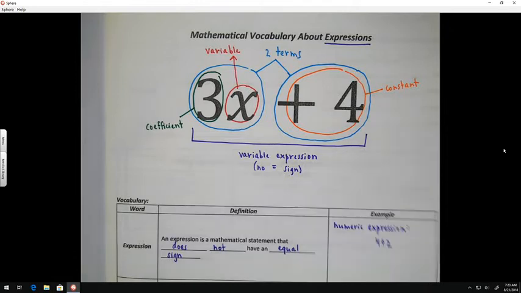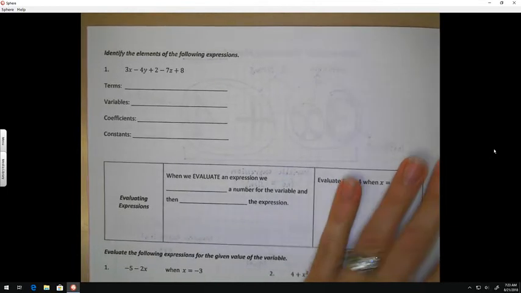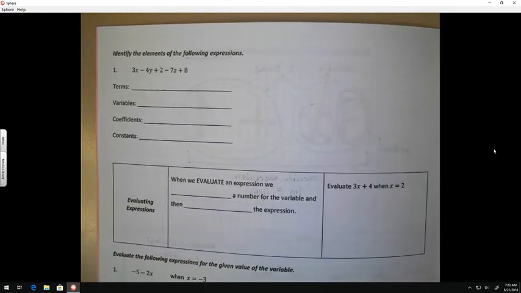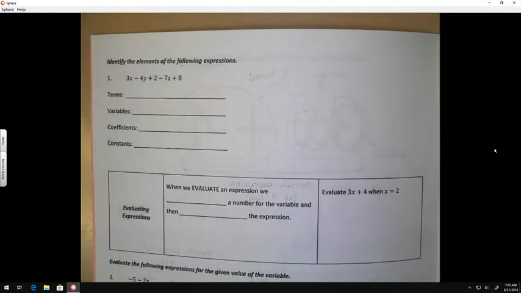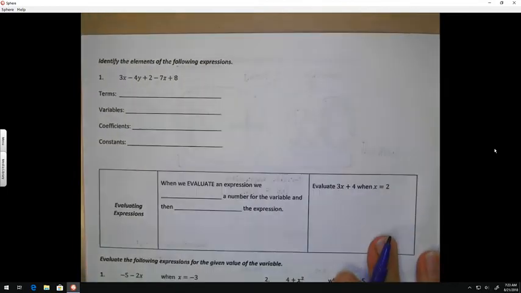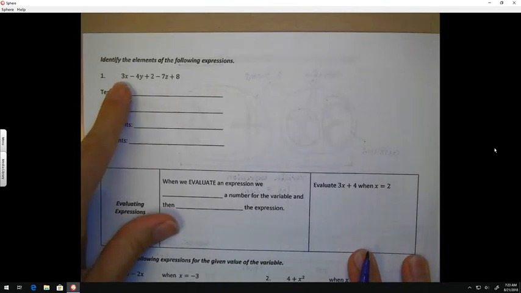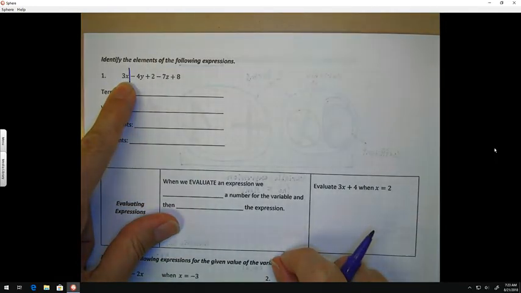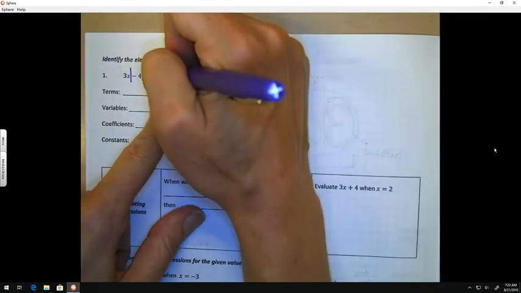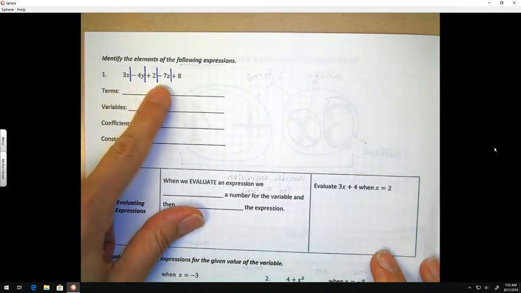So let's see what we're going to do with this vocabulary if we flip to the next page. The first thing we need to do is just to be able to look at a variable expression and pick out these various pieces. So first is the terms. Remember, we said the terms are separated by a plus and minus. So what I typically do is if I'm going through an expression, every time I see a plus or a minus sign, I draw a little line right before it just to break this into parts. So now before this plus sign, I'm going to draw a line. Before this next minus, I'll draw a line. And then again, before that plus, I'm going to draw a line. Again, that just helps me break it into parts.